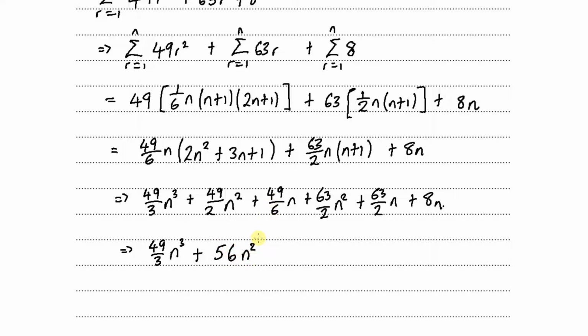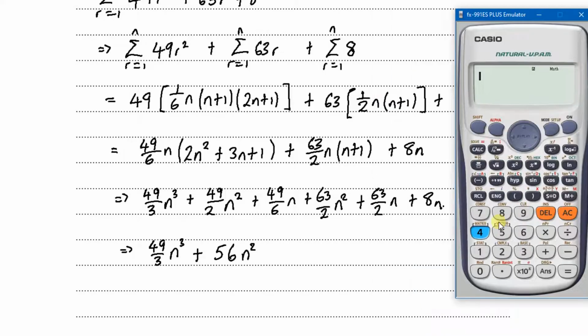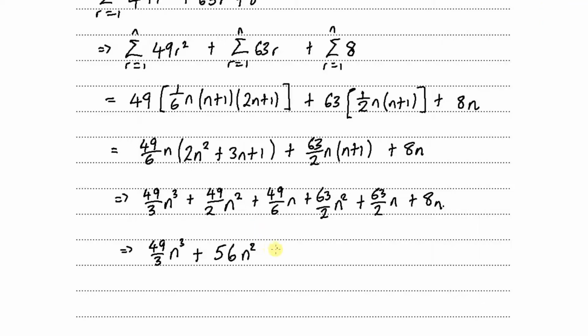And now for the terms in n, we have 49 over 6n and 63 over 2n plus 8n. So let's add the 3. So that's 49 over 6 plus 63 over 2 plus, and that's plus 8. This is giving me 143 over 3. So that means the term in n is 143 over 3n. And the answer that we now have is what we're looking for.